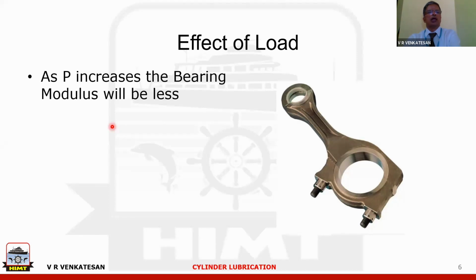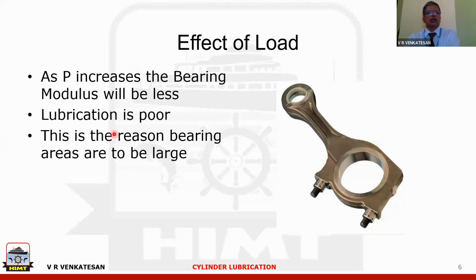Since the value is pressure, it is force divided by area. Then if you can increase the area, the value of P will become less. So in all kinds of bearing design, including in piston ring liner principle, the larger the area is, the lubrication will be better.